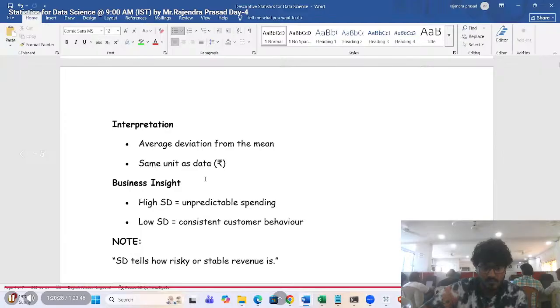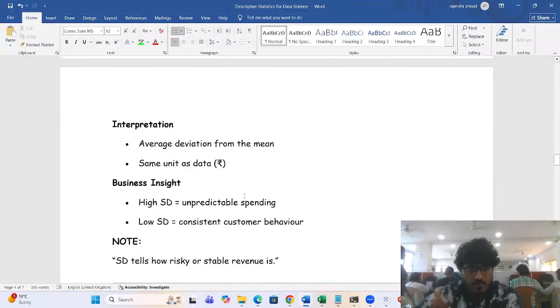You are not able to. Yes or no? So if the standard deviation value is increasing or more, then what do you do? You are not able to predict the spendings of your customers. It means it's not that easy to predict how the people are going to spend their amount. If you get a standard deviation very less, then it will be easy to predict, and you can take the decision by looking at the central value. Getting my point? So low standard deviation means consistent customer behavior.